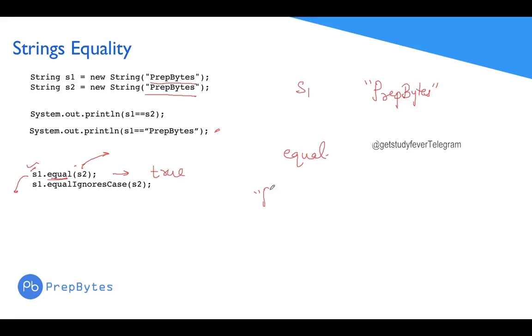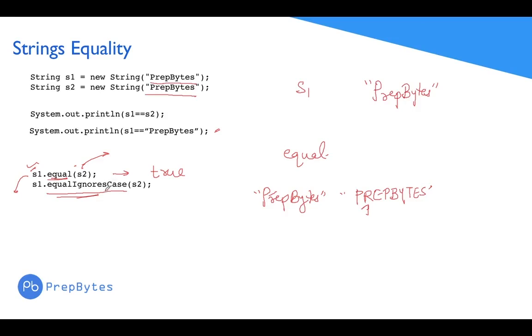Now there could be a scenario where we have a difference in case. Let's say we have one string which is prepbytes and we have another string in uppercase. Though the characters are the same, there is a difference in case. This is lowercase, this is uppercase. We want to check whether the characters are the same irrespective of the case. So we use this particular method, s1.equalsIgnoreCase(s2). We ignore the case. Generally, uppercase and lowercase are considered different. Here we do not consider them as different. So these are the few things that you need to know about string equality.